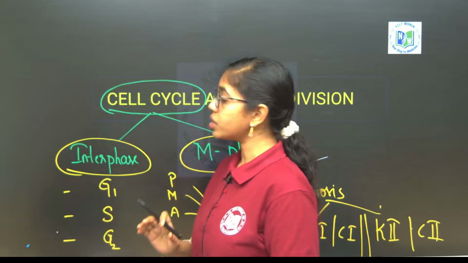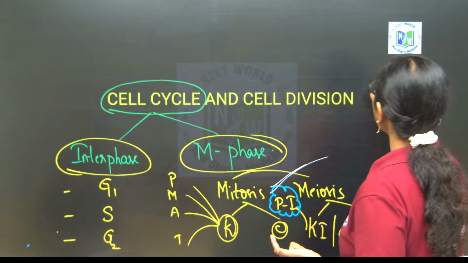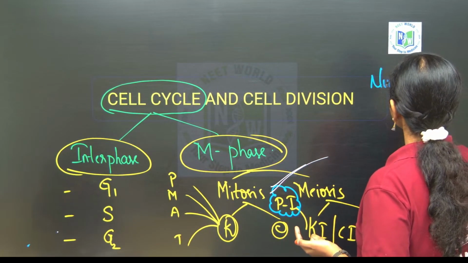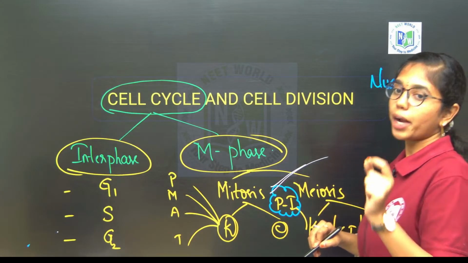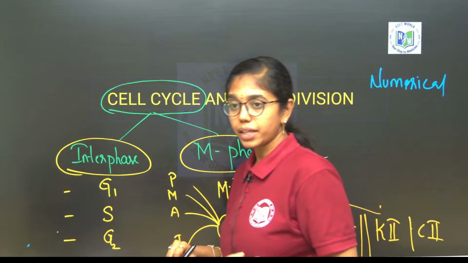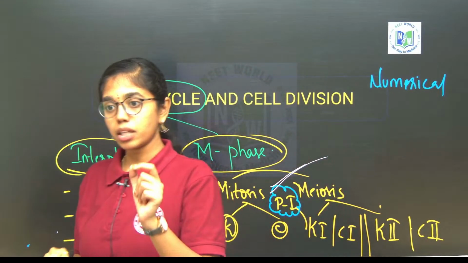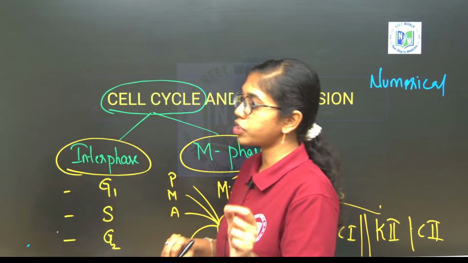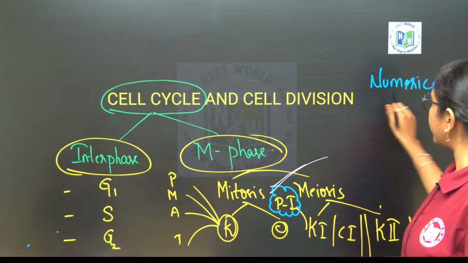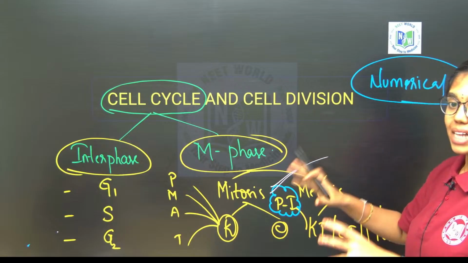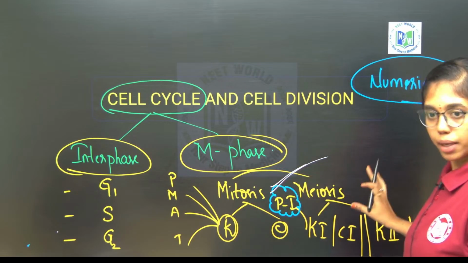And third is, we can expect numerical questions. Numerical questions from this chapter connecting the ploidy, okay, ploidy of the plant kingdom, ploidy from anatomy, ploidy especially from sexual reproduction of flowering plants. Connecting these three dots, you may get the numerical question asking you about mitosis and meiosis.